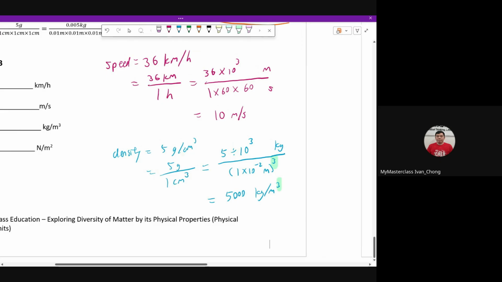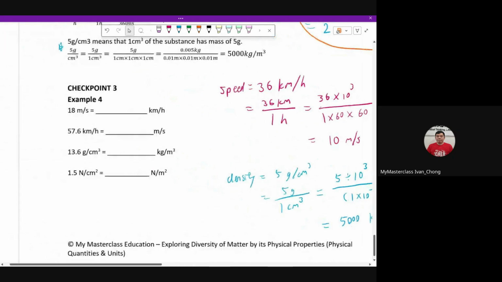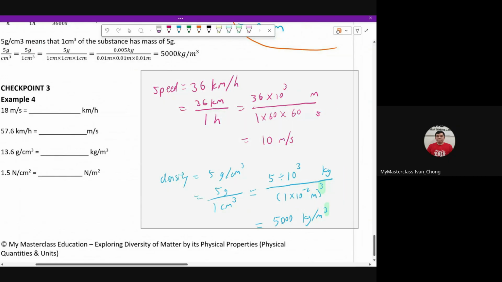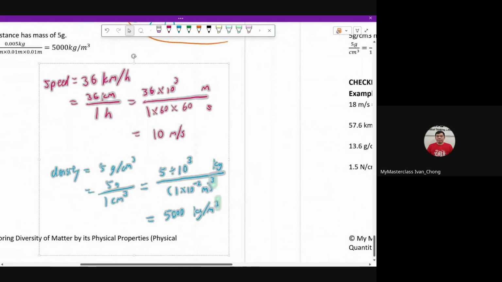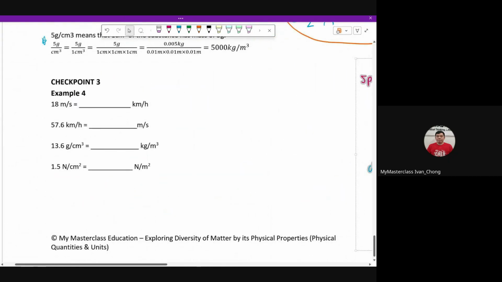If you don't press the calculator properly, you end up with a much smaller number instead. Okay, so just be careful about this. So you can actually repeat your steps. So let me just move this to the other side so that I can show you the calculation.